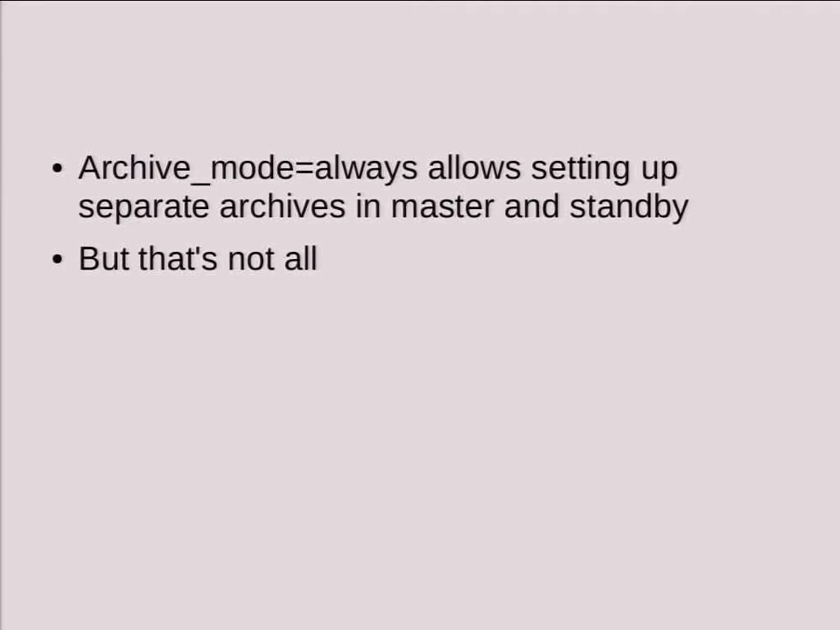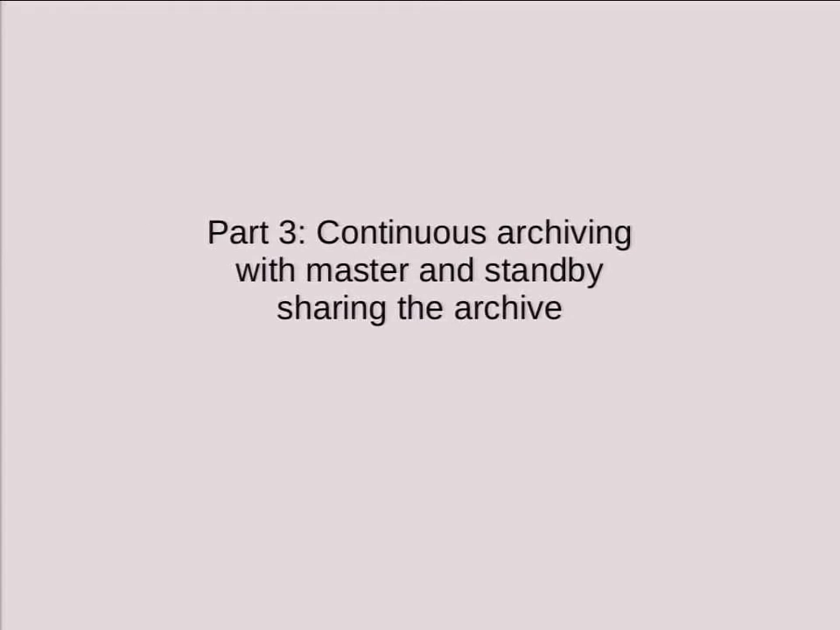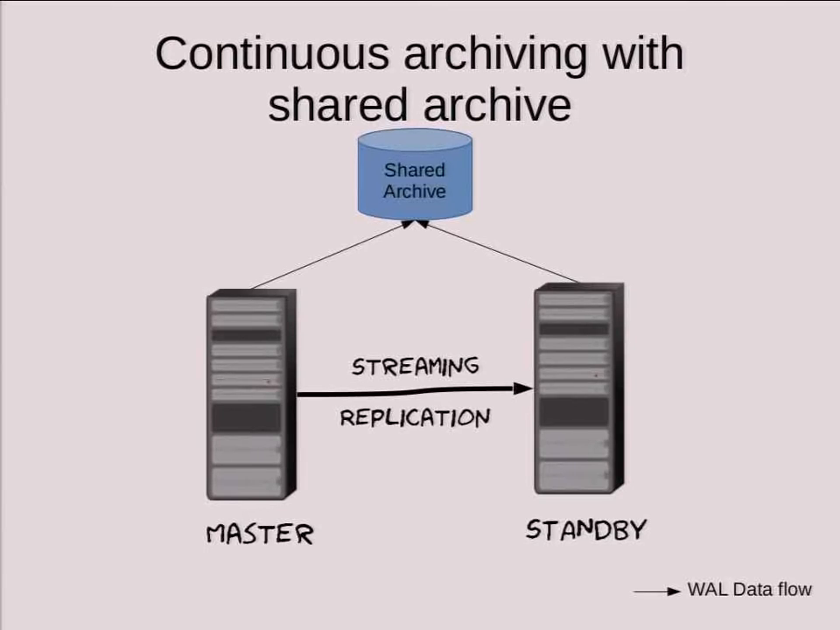There's more tricks you can do with that, and I'm going to get back to that later. So part three is, how do you set up continuous archiving with a shared archive? The previous slide was about having separate archives for the master and the standby, but this is probably more common, I think. People only want to have one WAL archive if they're all in the same data center or whatnot. And they only want to archive these files once. They don't want to keep a separate archive for every standby. So how do you do this?